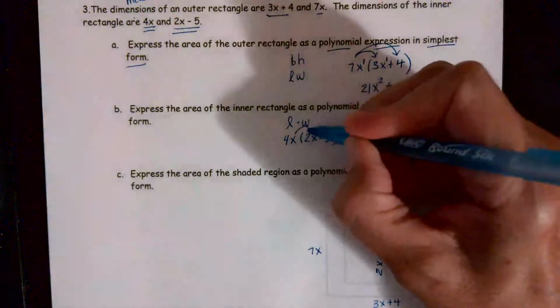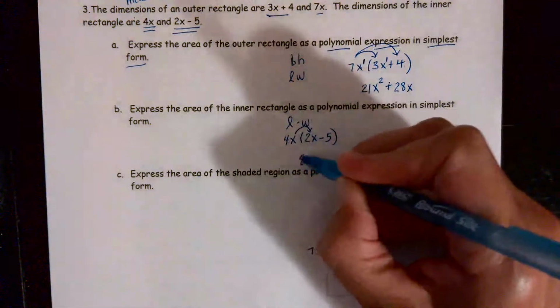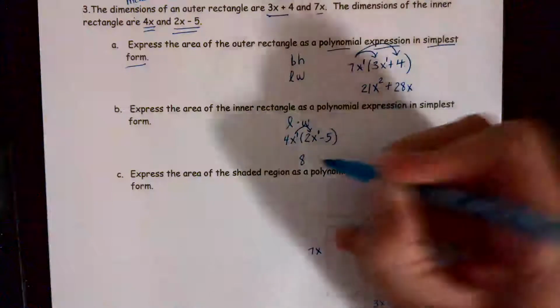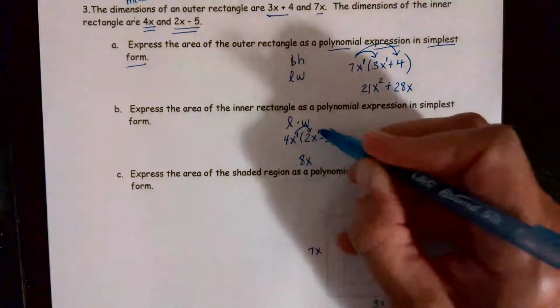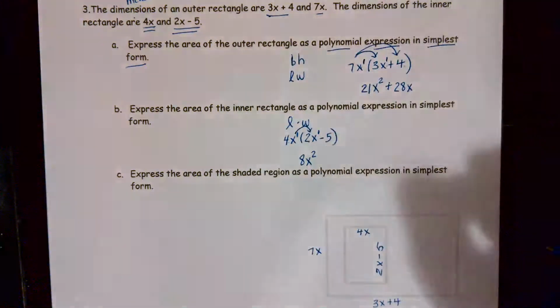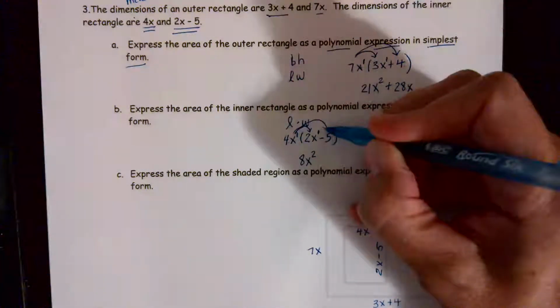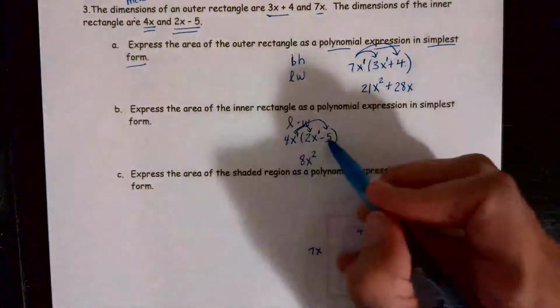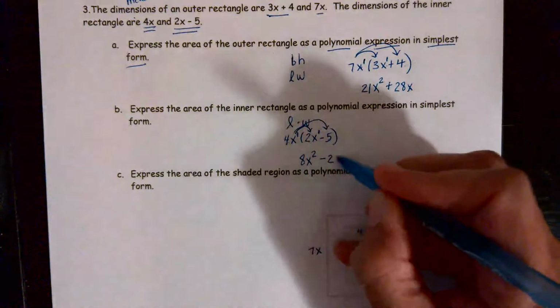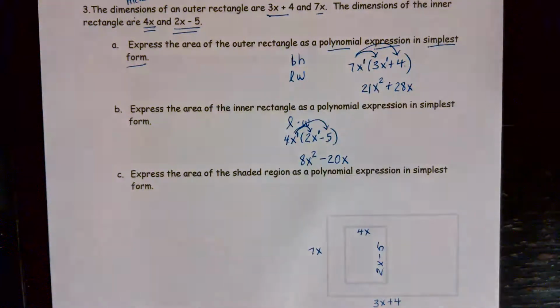Okay, 4x times 2x, 4 times 2 is 8, x to the first times x to the first, I keep my base and I add my exponents. And now a positive 4x times a negative 5, positive 4 times negative 5 is a negative 20, and I carry over my x. And that would be the area of the inner rectangle.